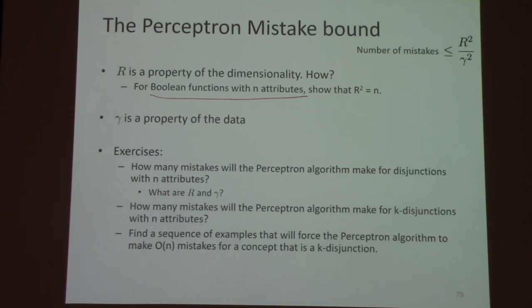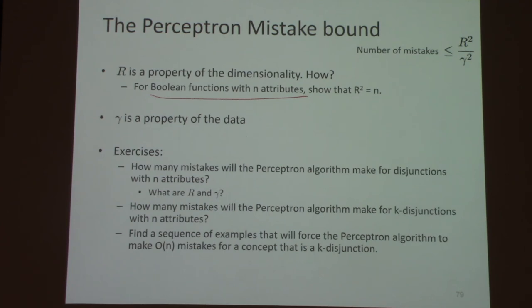What's the farthest you can get with just zeros and ones if you have n of them? Which point is the farthest from the origin? All of them 1. So what's the distance of that point from the origin? Square root of n, in n dimensions, if you have n ones. Yes. And that's r. So r squared is n.